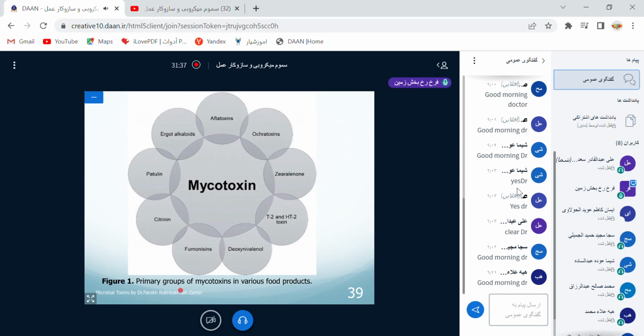Primary groups of mycotoxins are found in various food products, and these mycotoxins are produced in different foods before eating. So they are foodborne. They are fungal products which can come to our body with the help of eating contaminated food.